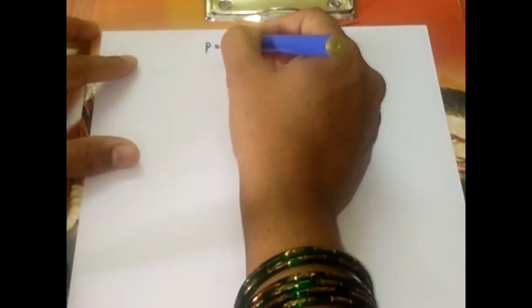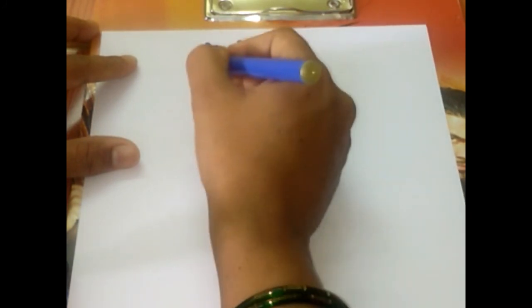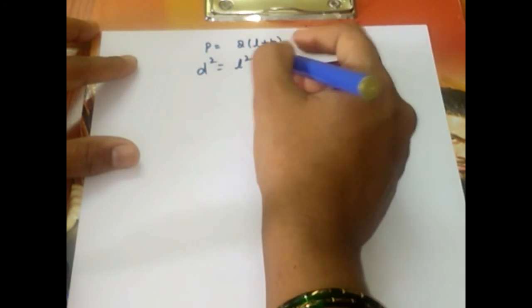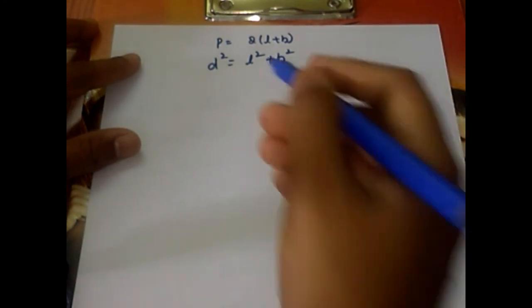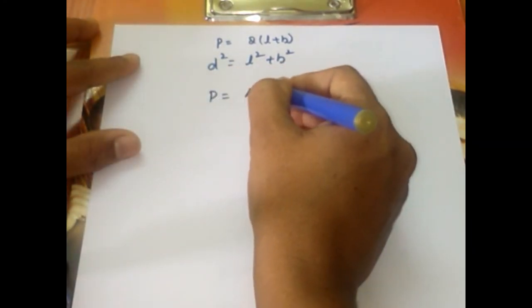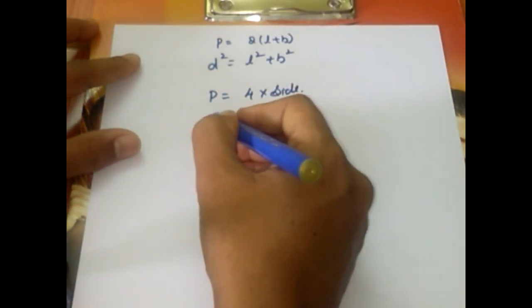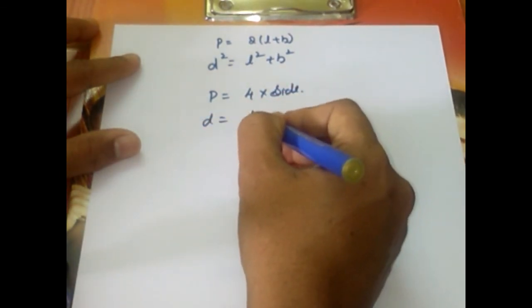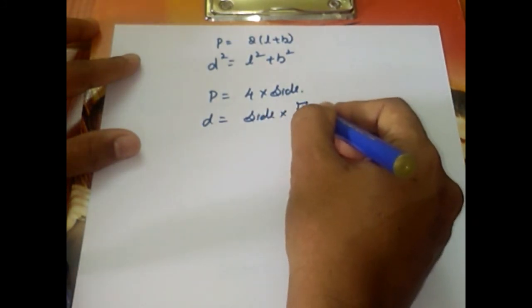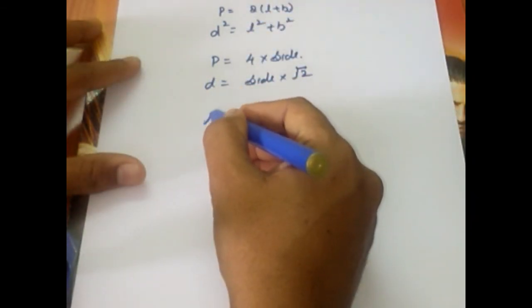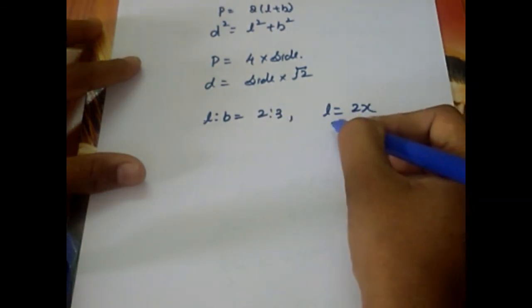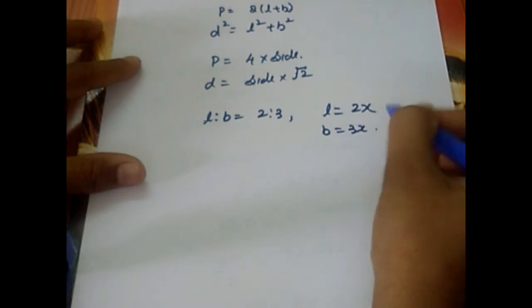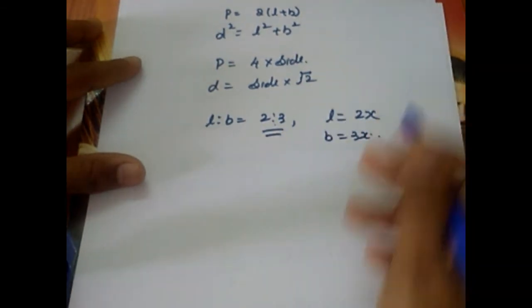First point is the perimeter of a rectangle, the formula is 2 into (length plus breadth). In a rectangle, the measure of the diagonal can be calculated by using the formula d square is equal to L square plus B square. Coming back to the square, the perimeter is 4 into side and the measure of the diagonal of a square is side into root 2. And the next and new concept is, when the length and breadth are given in a ratio, we consider an unknown value, length as 2x and breadth as 3x. The measure will depend upon the given ratio.